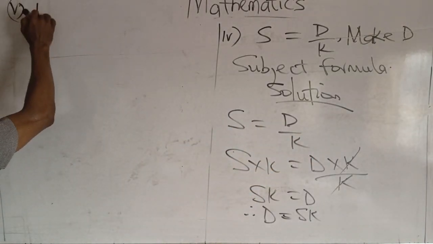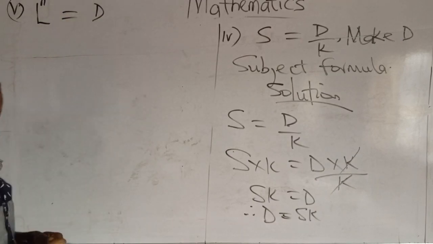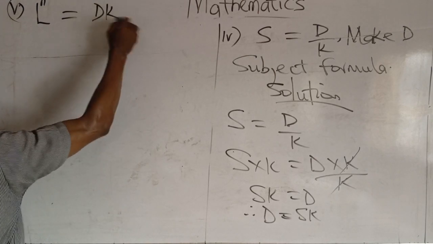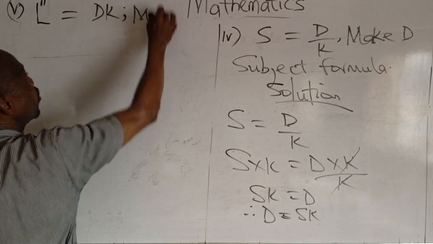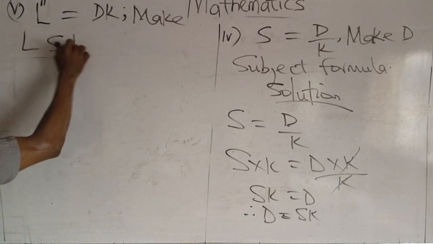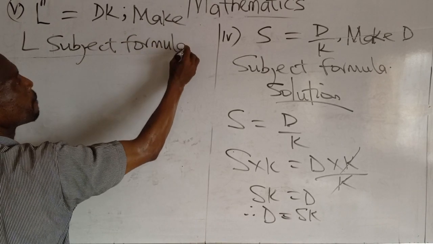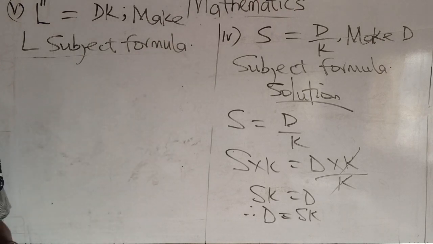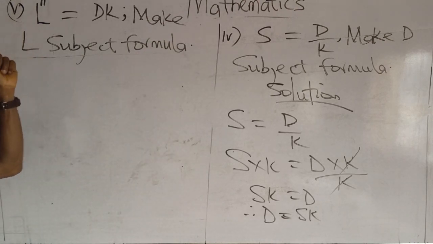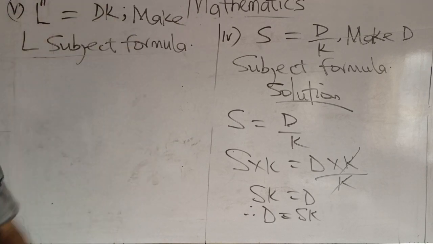Let's say we have L raised to power n is equal to DK. And here we want to make L the subject of the formula. But what do we have? We have L raised to power n. So to make L the subject here, we are going to look for the nth root of the other side.